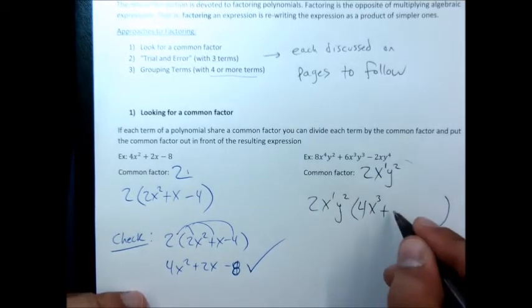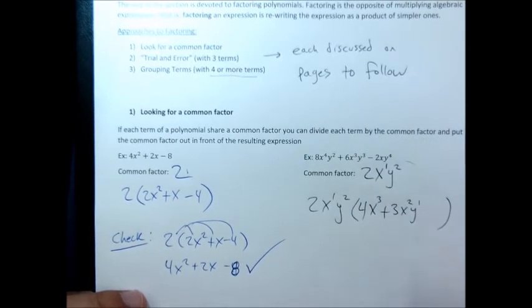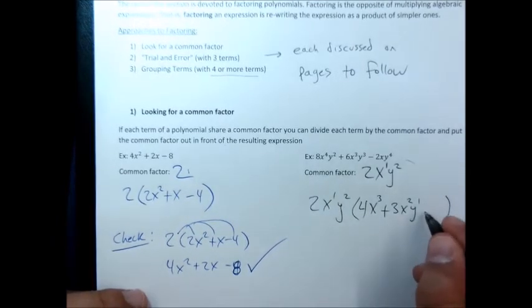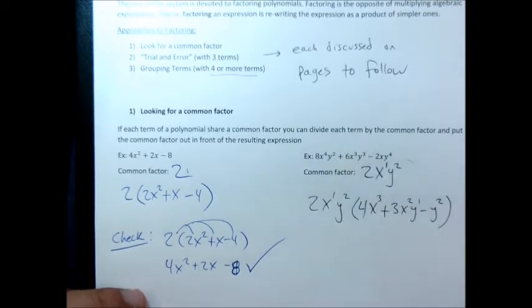Alright, so when you factor this, and the second one you'll get a 3x squared y to the first. When you multiply that through, you'll get your 6x cubed y cubed. And then the last term is just going to be a minus y squared. Because again, when you multiply that back through, you'll get back to the original.